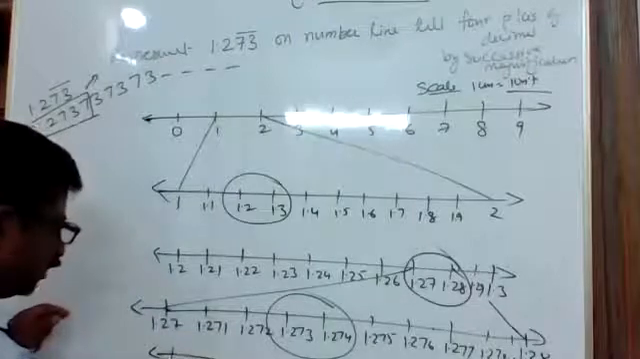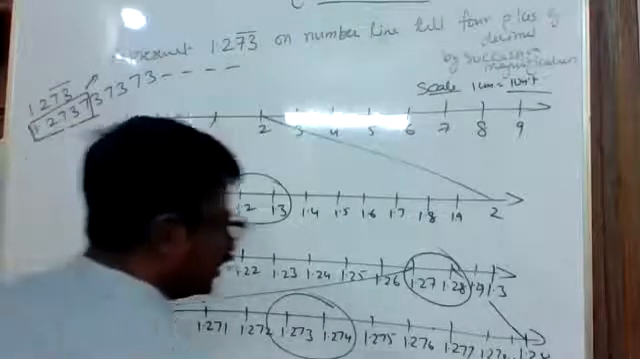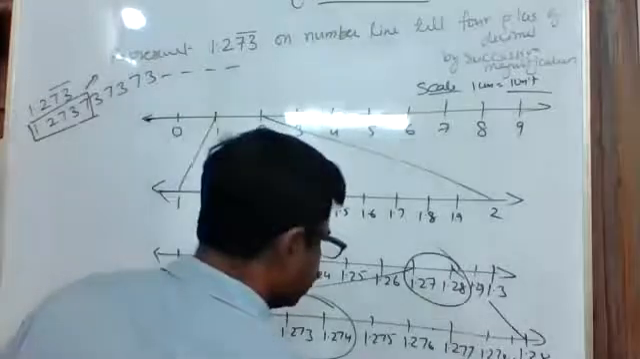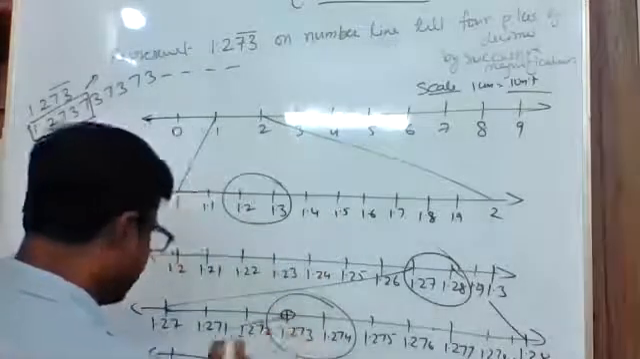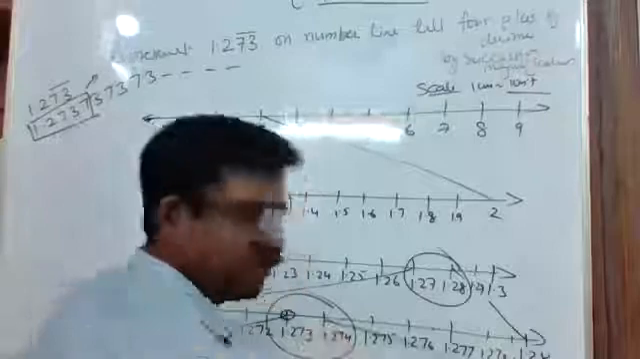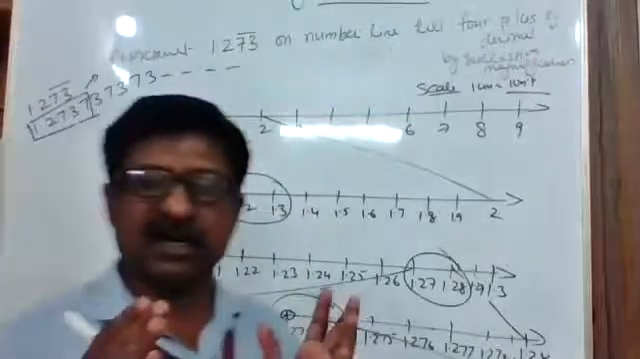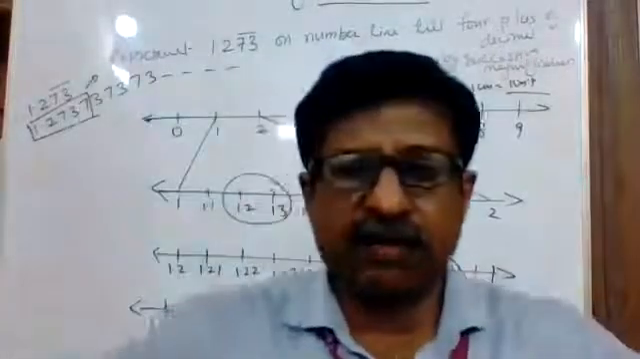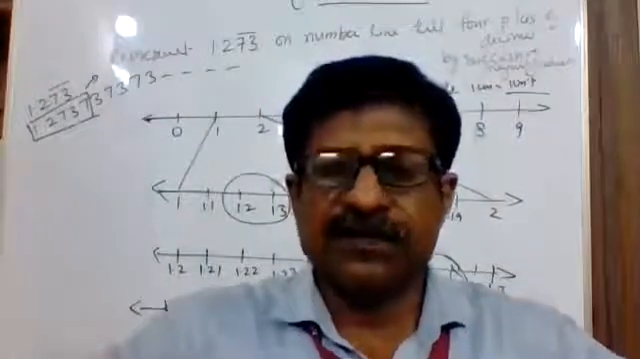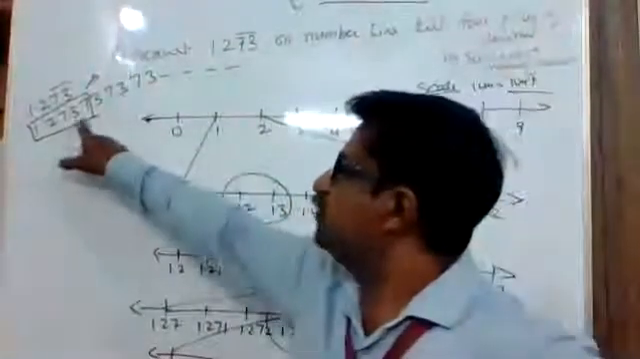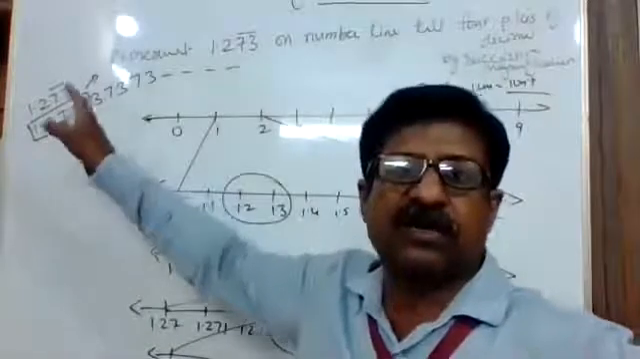Take the number 1.273 and the last will be 1.274. This is 1.273. We are magnifying it. Further magnify it. And again subdivide it in 10 equal parts. The point which represents 1.2737 on the number line, you mention it.